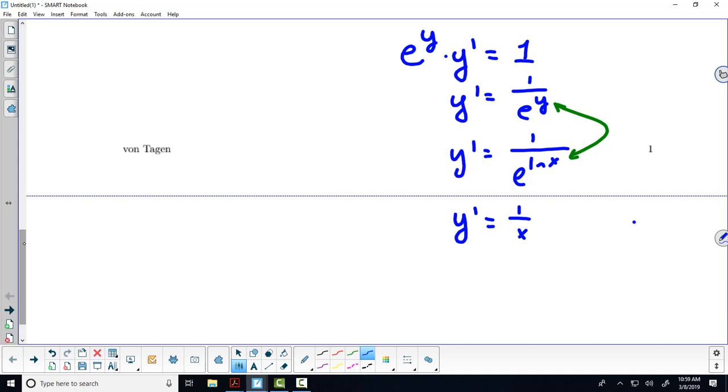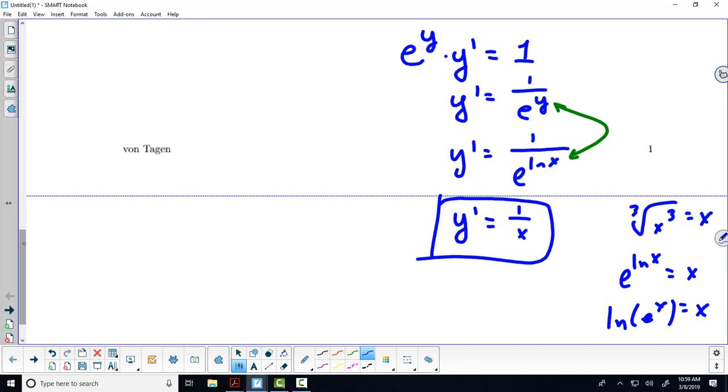This is just like if I asked you to take the cube root of x cubed. What do you get? You get x. If I ask you to take e to the natural log of x, what do you get? You get x. By the way, if I ask you to take the natural log of e to the x, what do you get? You get x. Because those are inverse operations of each other. Okay, there it is. The derivative.